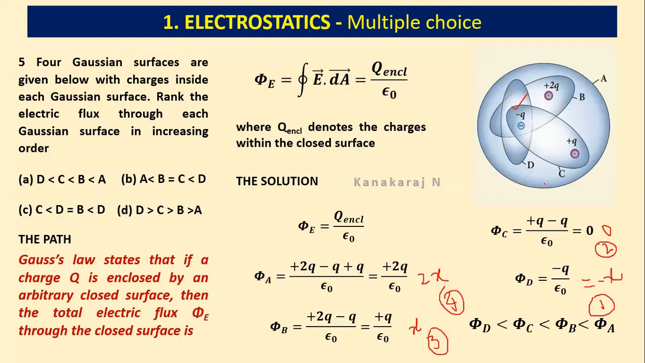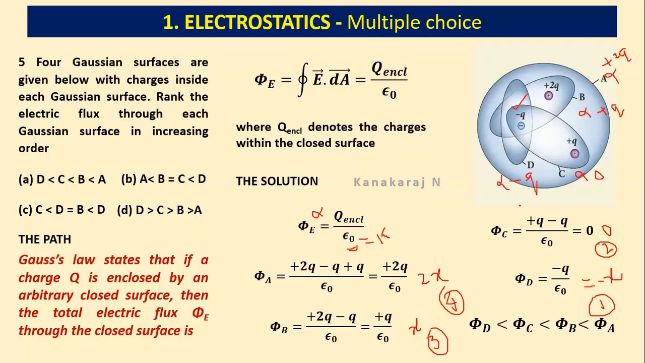This sum can be solved in no time, because phi E is directly proportional to Q enclosed, as epsilon naught is a constant. So let us work it out directly now. The flux through surface A is proportional to plus 2Q. Through B, it will be simply plus Q, that is the net charge enclosed by B. For closed surface C, the flux is proportional to 0, because the net charge is 0. For surface D, the flux is proportional to minus Q.